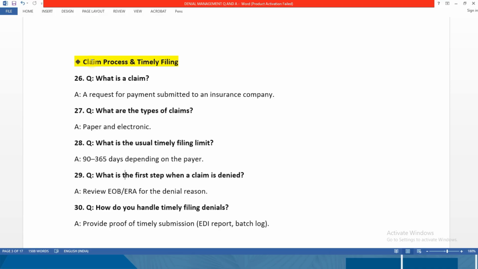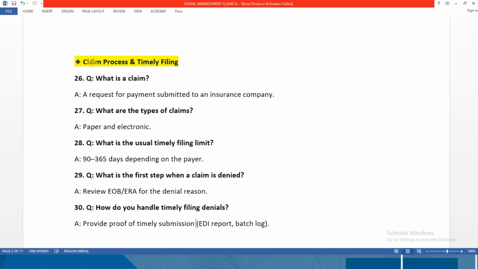Next, what is the first step when a claim is denied? Review the EOB or ERA for the denial reason. Basically, we need to check the ERA or EOB to see what the reason for the denial is. Next, how do you handle timely filing denials?